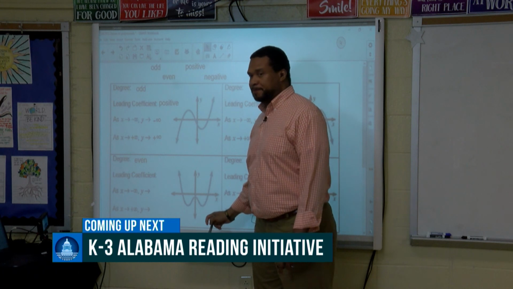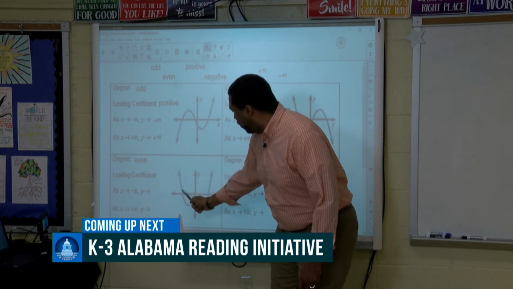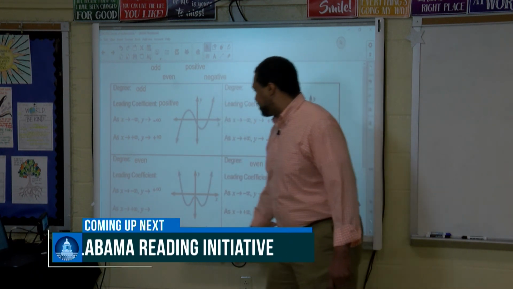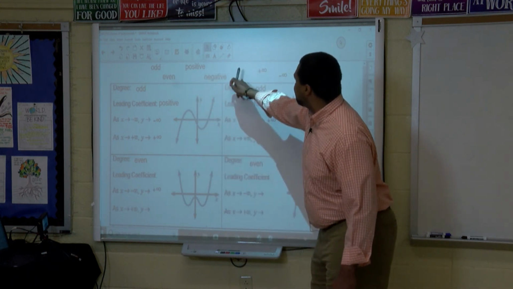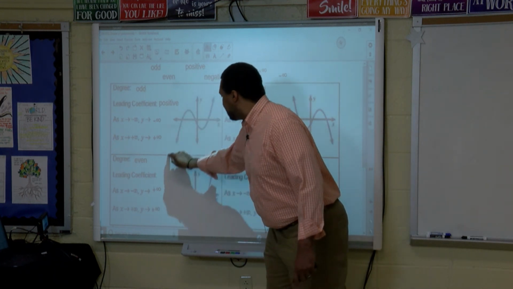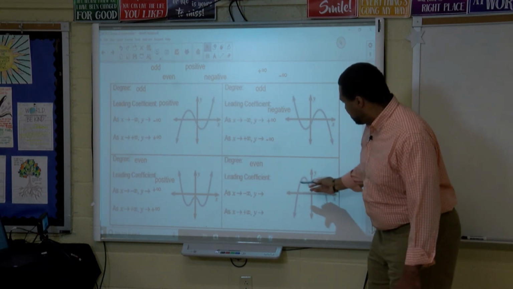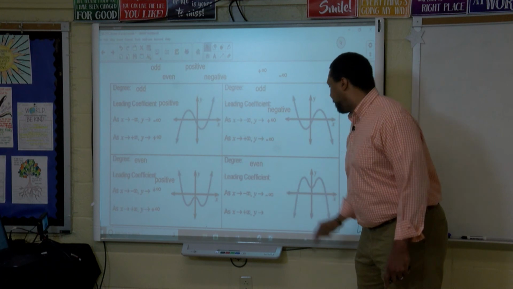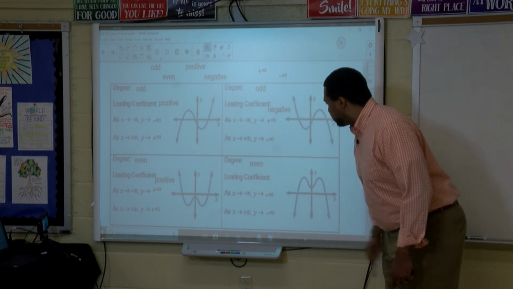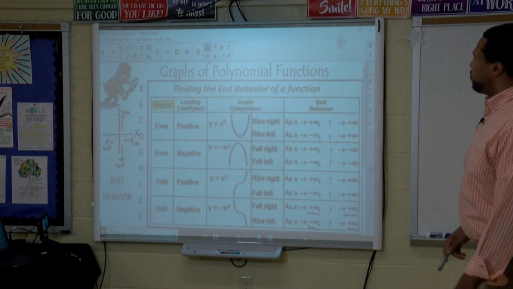If we have even degrees and x is approaching negative infinity, y is going in a positive direction, so that is positive. X approaching positive infinity, y is approaching positive infinity also, or moving in a positive direction. This is positive. As x approaches negative infinity, y approaches negative infinity. And as x approaches positive infinity, y is moving in the negative direction. So this would be a negative, and we can relate all of this back to the information here on this table.